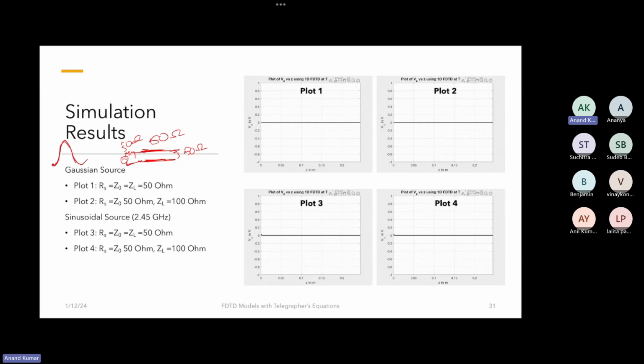So this Gaussian excitation should transmit from this particular node. It will travel throughout the transmission line, and since the load is matched to the transmission line, the reflection coefficient is equal to 0, so there will be no reflection from the load. Let's play and look at that. So this is your Gaussian pulse.